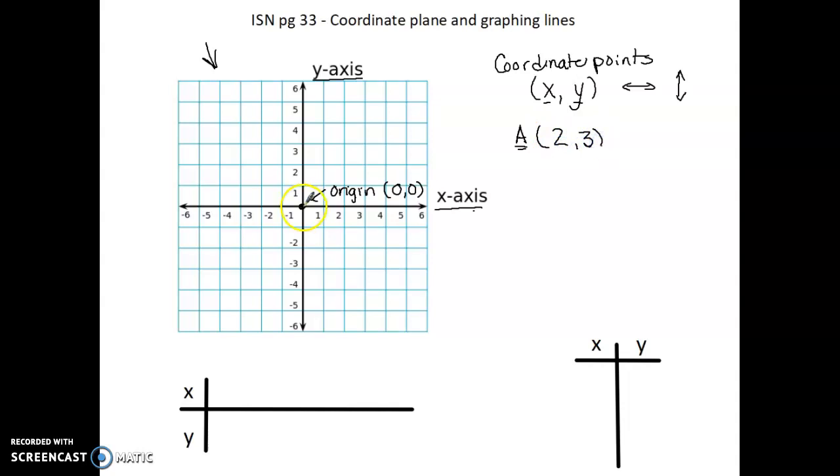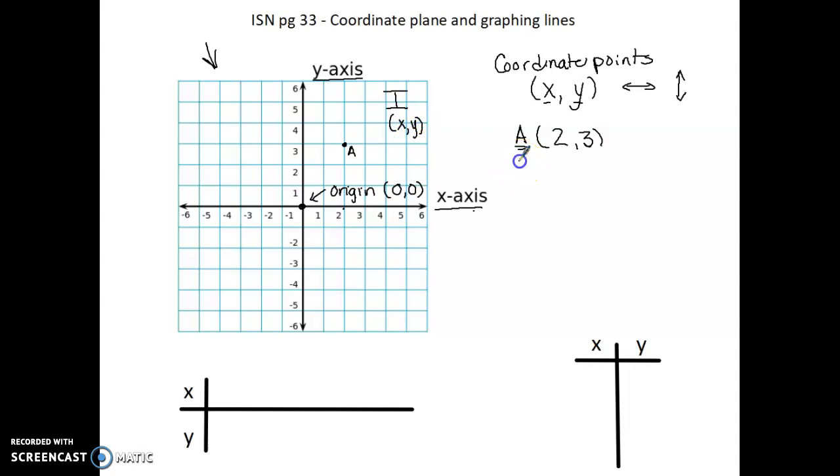I'm going to start at the origin. I'm going to go over 2 to the right because that's the positive x direction, and then I'm going to go up 3. That point, A, is in this quadrant where everything is positive, and it's called quadrant 1. That's when x is positive and y is positive.